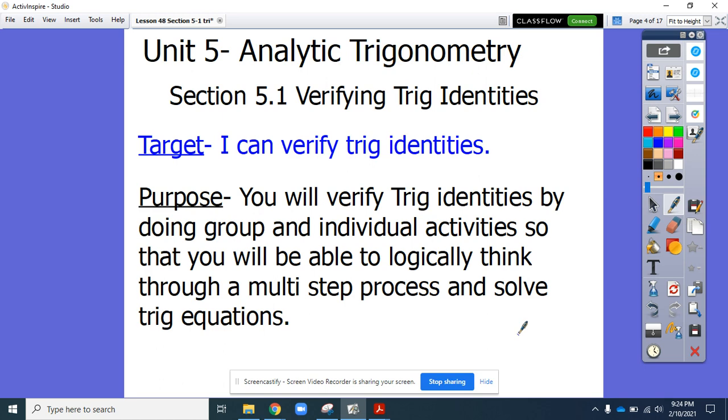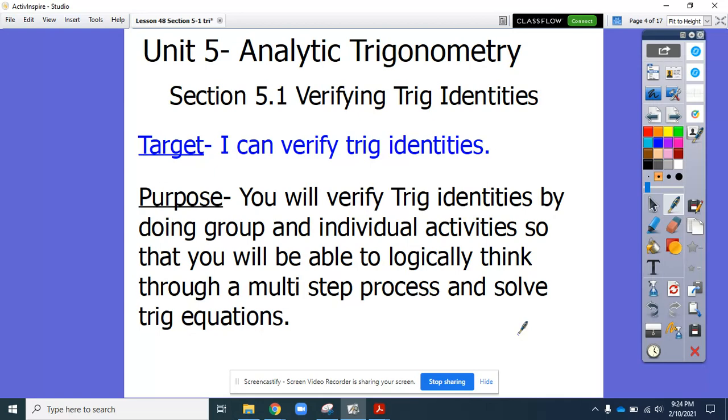So here we are back in Unit 5, which is all analytical trigonometry. So thinking about trig in a different way. This is going to use things that we've thought about before in the past with our basics of trig functions, but really looking in a very different way.